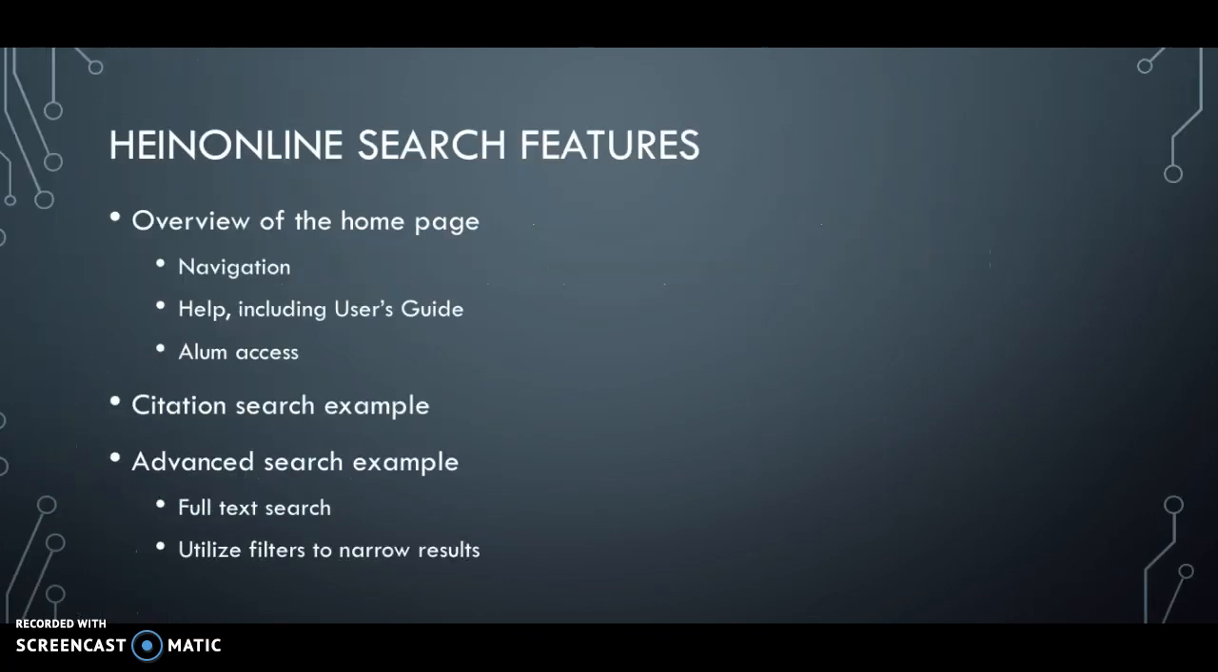HeinOnline is a robust database that is best known for its compilation of law review and law journal articles. HeinOnline also has many government documents, including historic federal and state statutes, federal regulations, and much more.